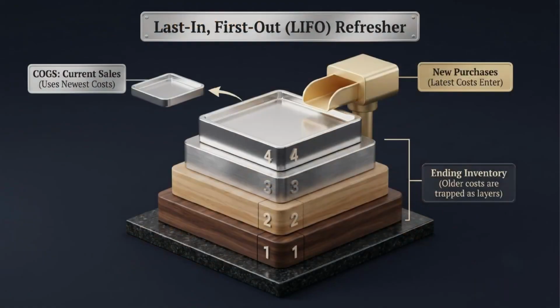Let us refresh the basic logic first. Under last in, first out, the newest costs acquired are assigned to cost of goods sold first. Older purchase costs remain in ending inventory and may stay there for many years as layers. This is a cost flow assumption, not a physical movement rule. The company does not have to physically sell the newest goods first. The accounting assumption simply says current sales use the most recent costs, older costs remain in inventory, and each period can add a new layer to the LIFO stack.